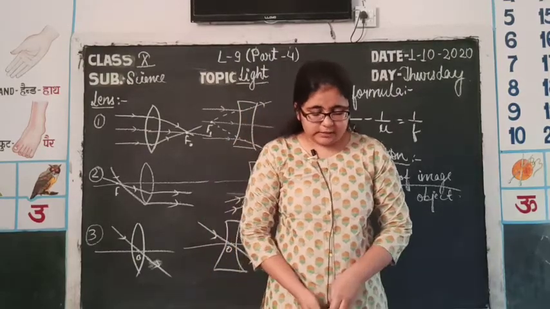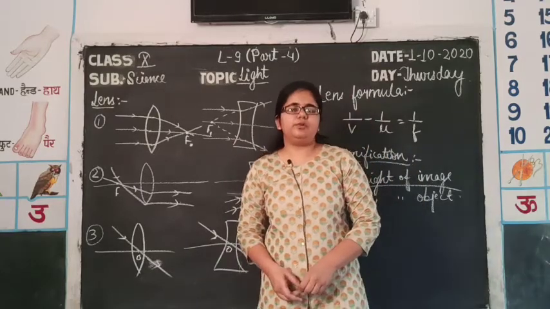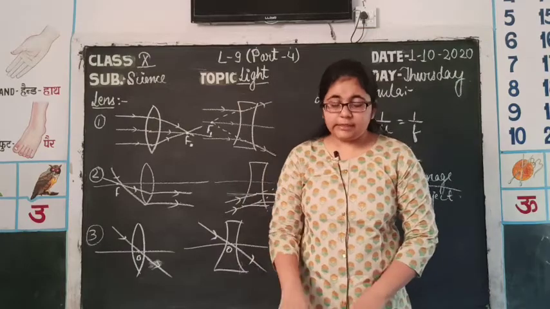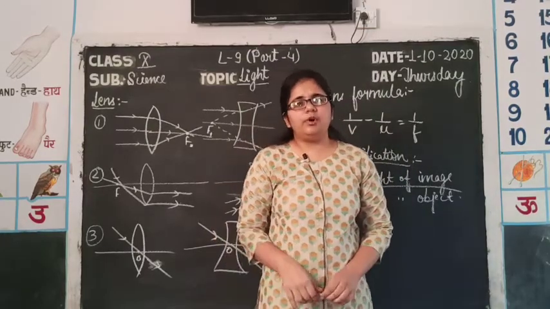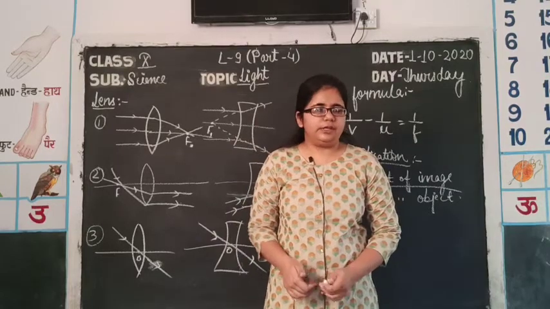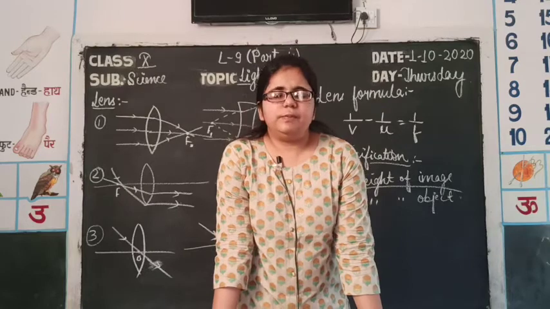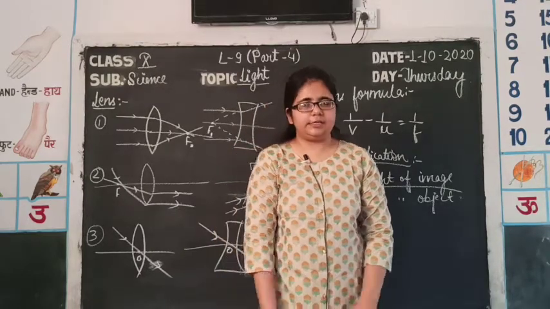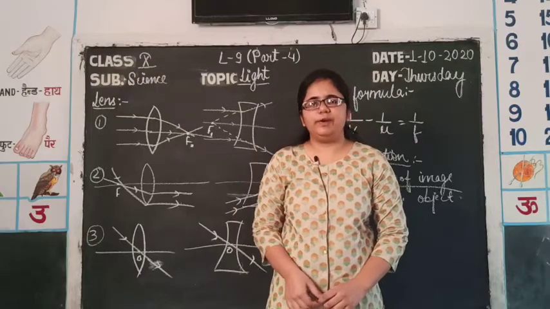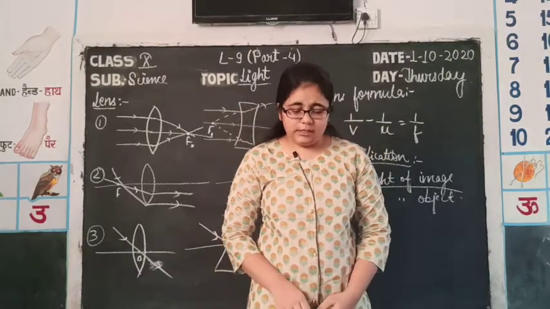Now, we will discuss the case of image formation by concave lenses, in which only two cases we will study, in table number 9.5. First of all, when the object is at infinity, then you know the image will be formed at the focus F1. That image will be virtual and erect and a very small, point-like structure, that is, magnification will be much less than 1.